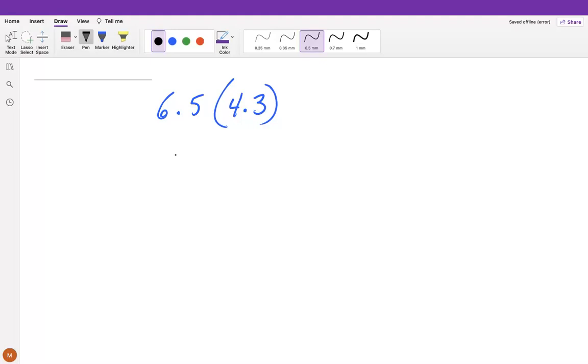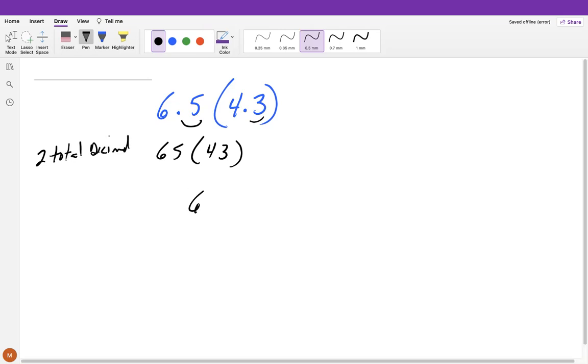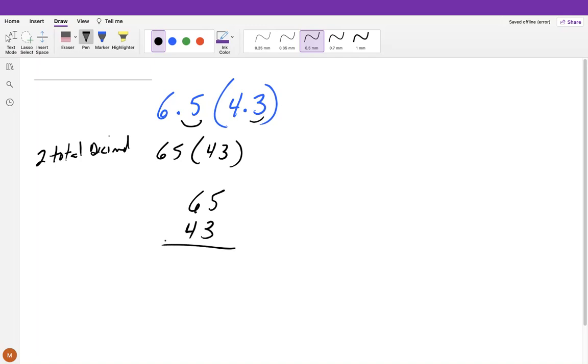So the way that you guys might have learned this before is to rewrite them both as whole numbers and to think about how many decimal places we were removing from there. So we moved this one, so we had 2 total decimal places. And then you multiply them, 65 times 43, like you normally would.